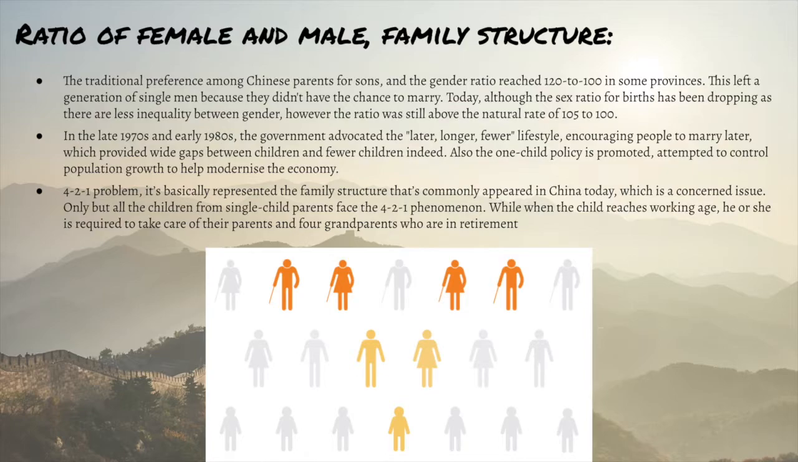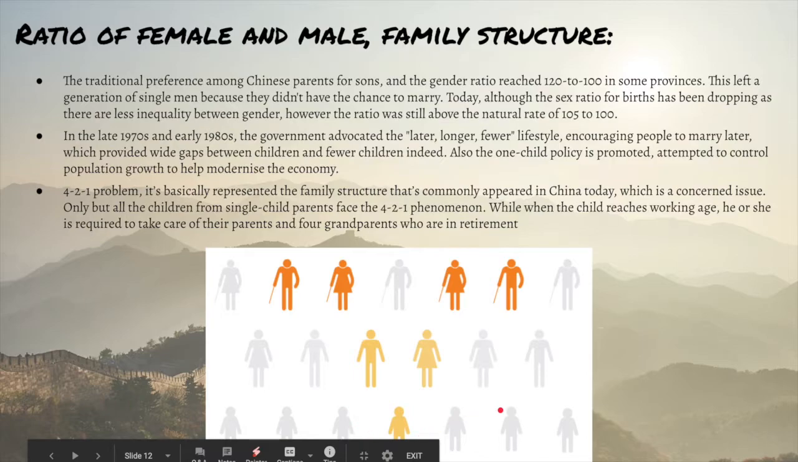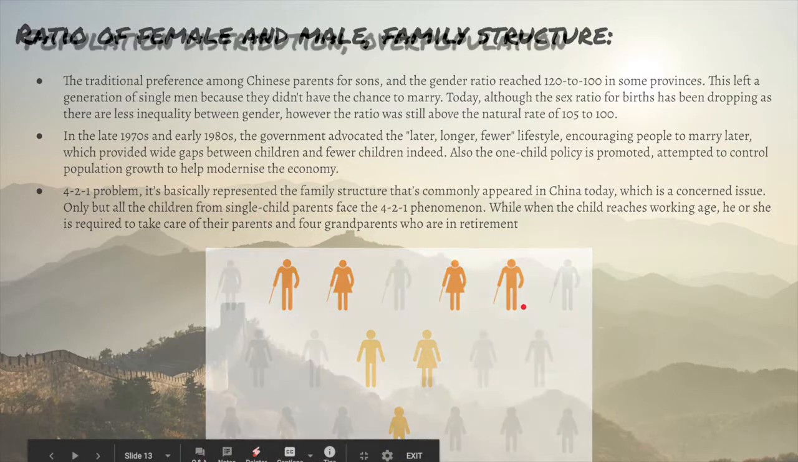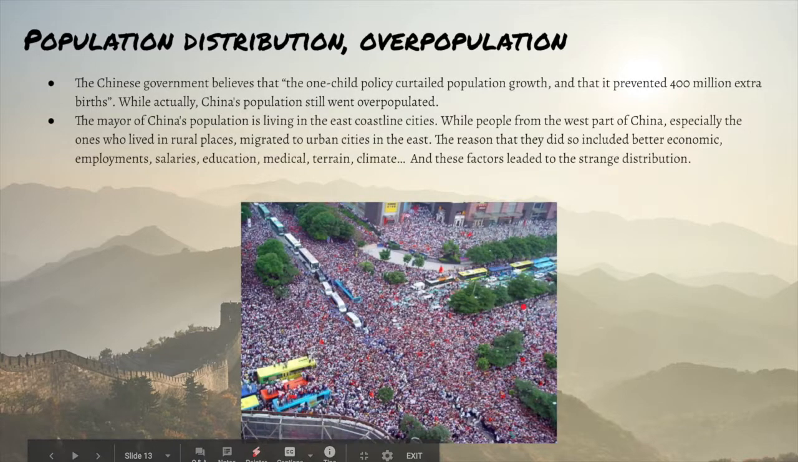The 4-2-1 problem basically represents the family structure that commonly appears in China today, which is a concerning issue. Only children from single-child parents fit the 4-to-1 phenomenon. When a child reaches working age, he or she is required to take care of their parents and four grandparents who are in retirement.